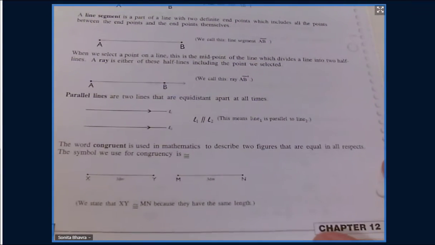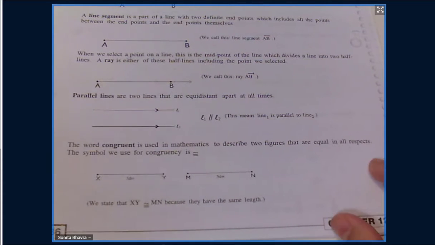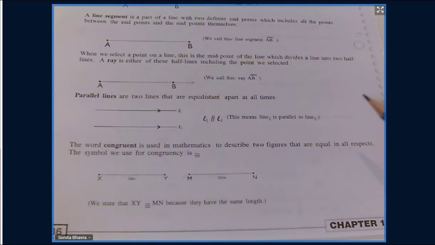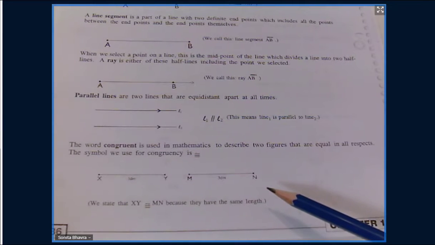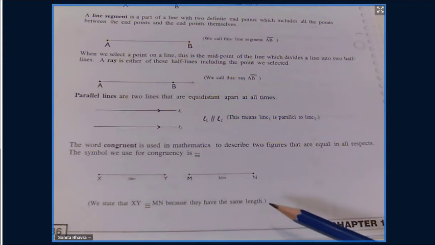And the last term here is the word congruent. So you'll see this word quite a bit in math. When we use the word congruent in math, it means that 2 figures are equal in all respects. All right, meaning their angles are going to be the same and their measurements will all be the same.